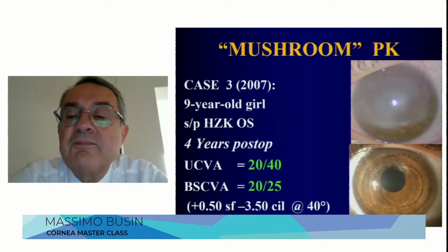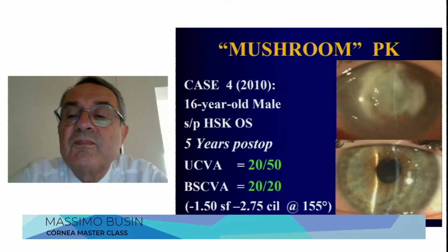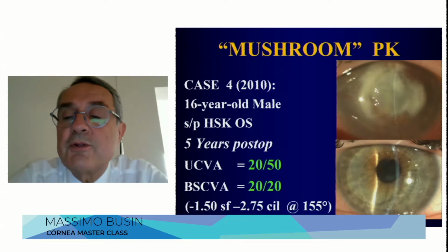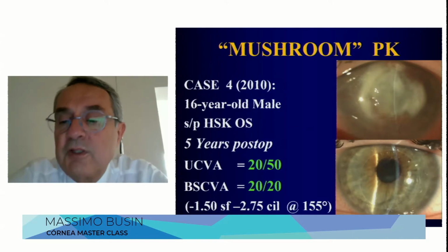An example, the next one. This is a bad herpes that we treated with mushroom once the herpes was healed, and the patient recovered 20/20 vision. 5 years after surgery, he's stable. We put him on prophylaxis against possible recurrences of herpes, but the cornea is clear, no rejection, 20/20 vision.